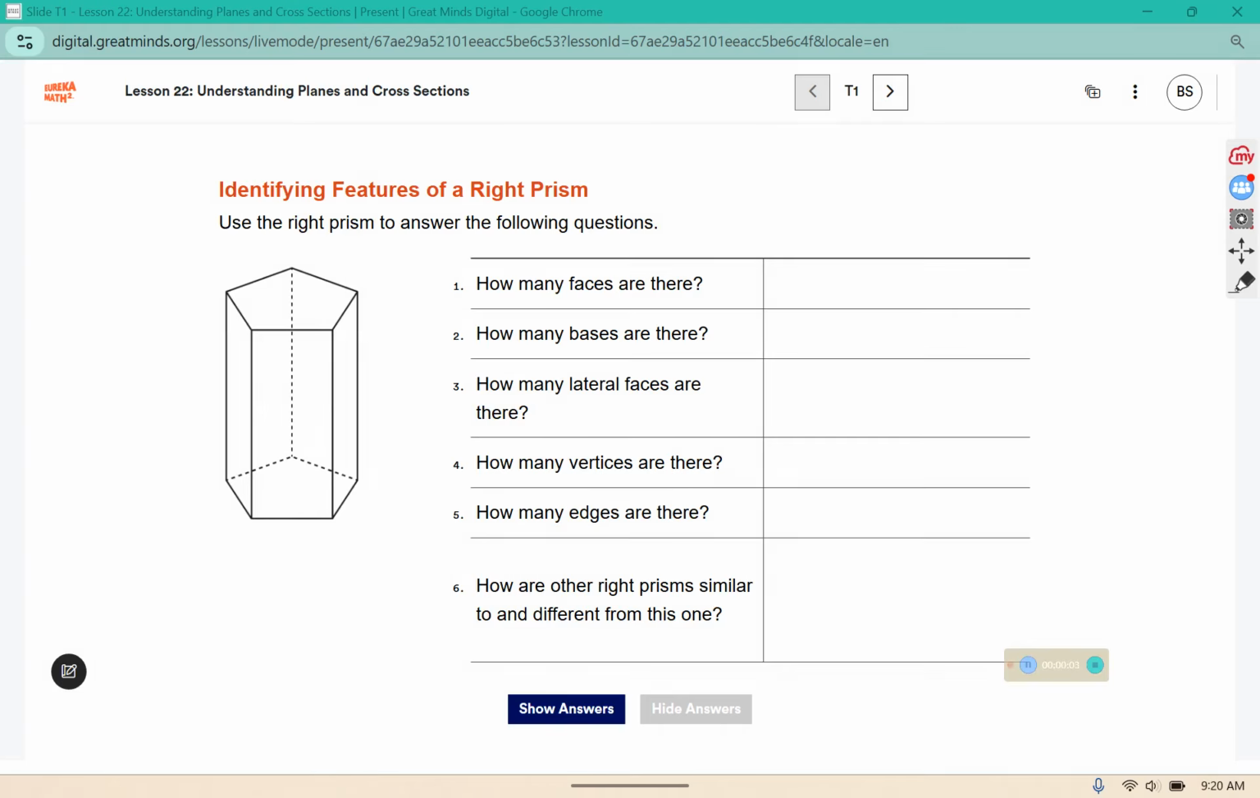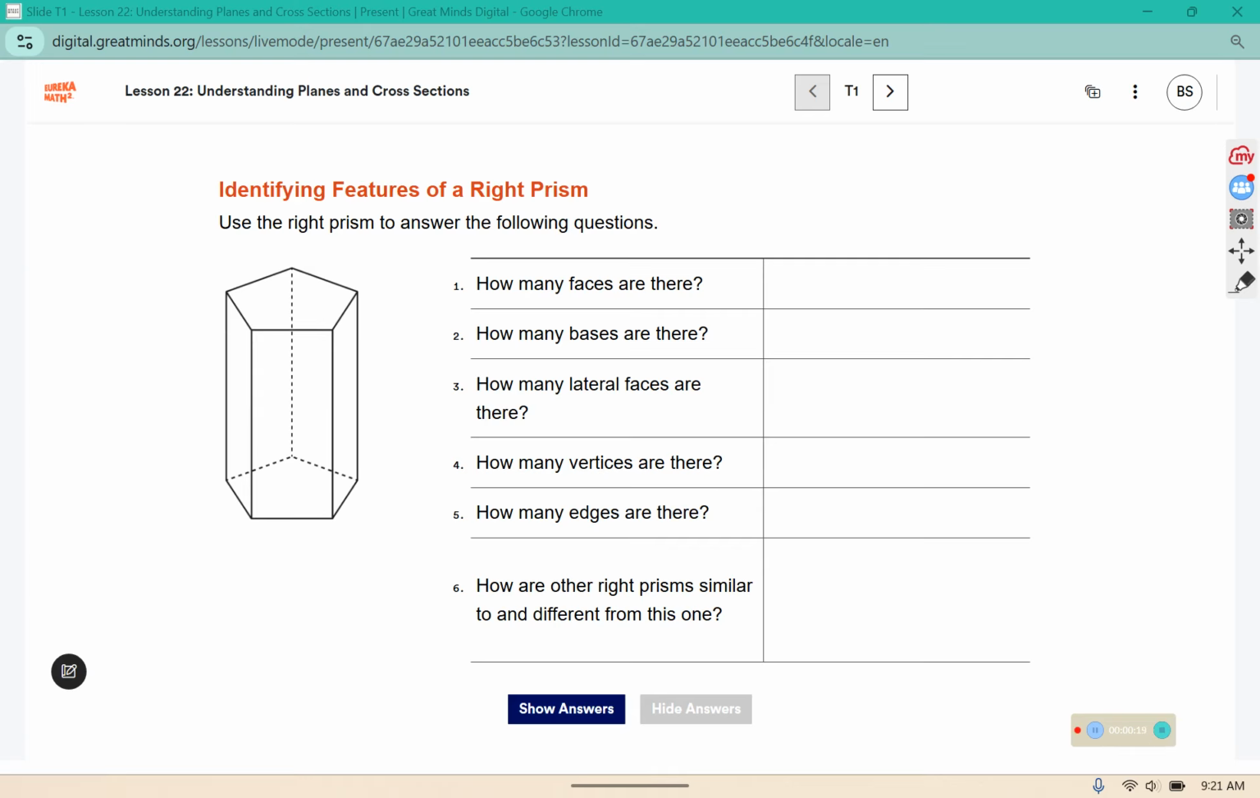Use the right prism to answer the following question. How many faces are there? Remember, faces are the outer shapes. How many bases are there? How many lateral faces are there?